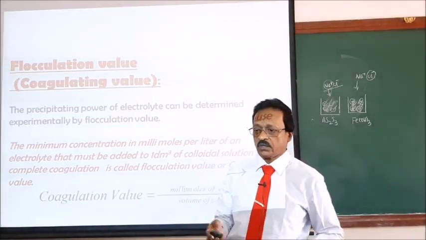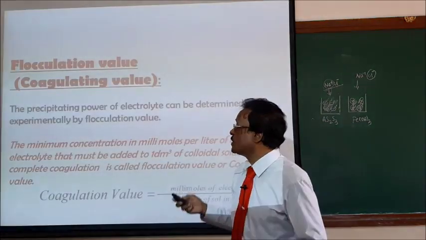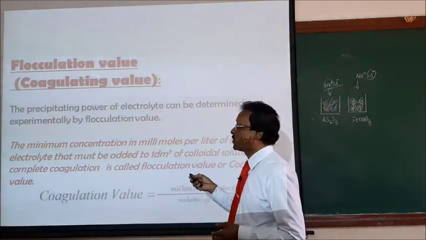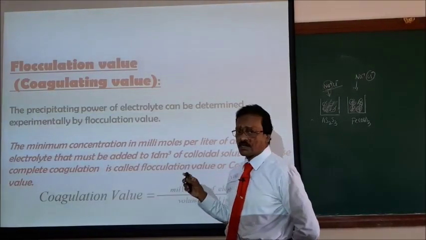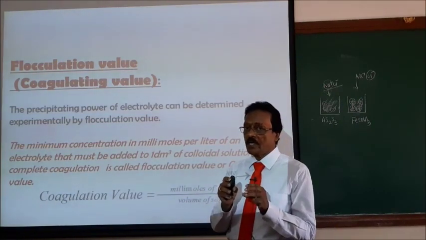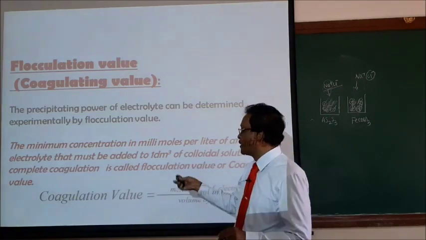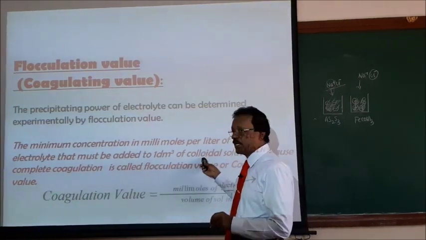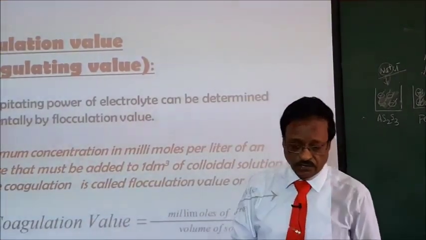As you know, higher the charge, higher is the power of coagulation. That is expressed in terms of the flocculation value. What is the flocculation value? It is defined as the minimum concentration of an electrolyte. Remember, I am going to express the concentration in millimoles. The minimum concentration of electrolyte that must be added to 1 dm cube of colloidal dispersion to cause complete coagulation is called the flocculation value.